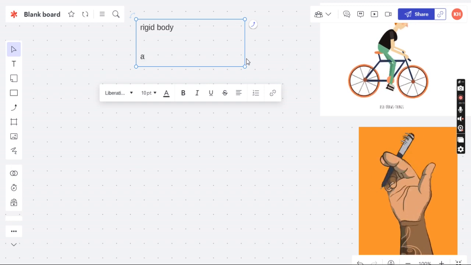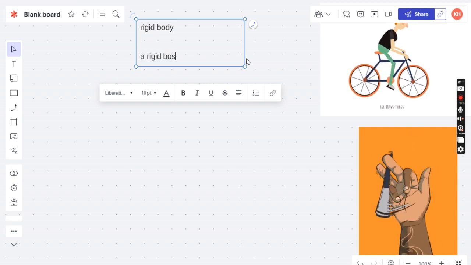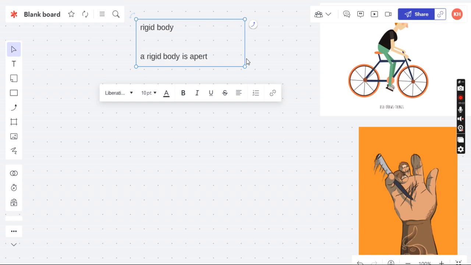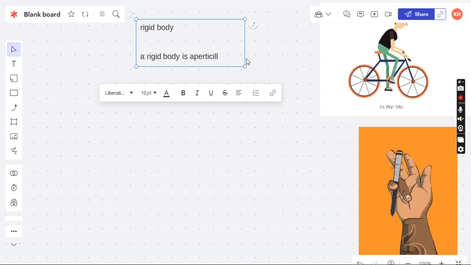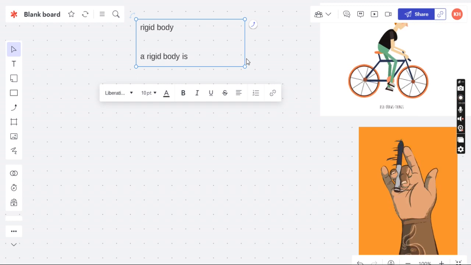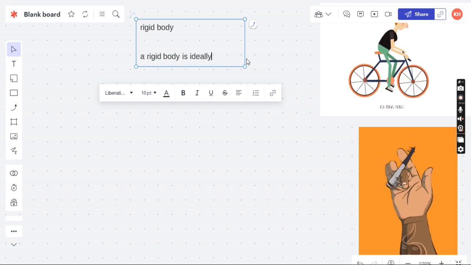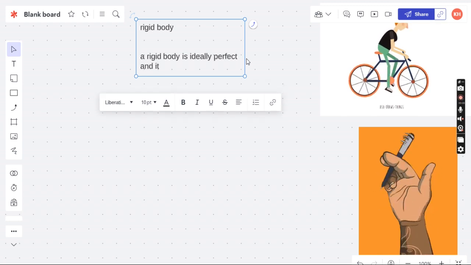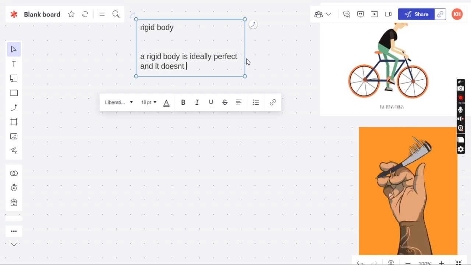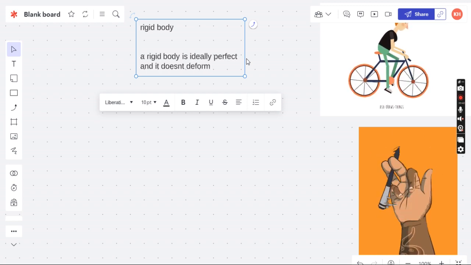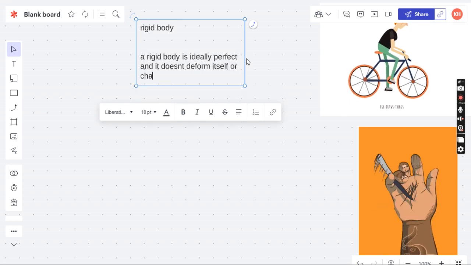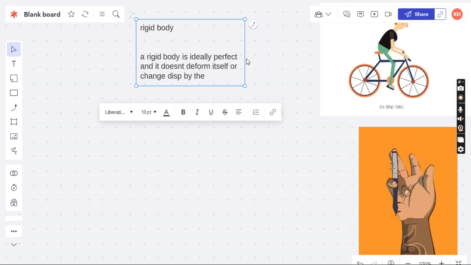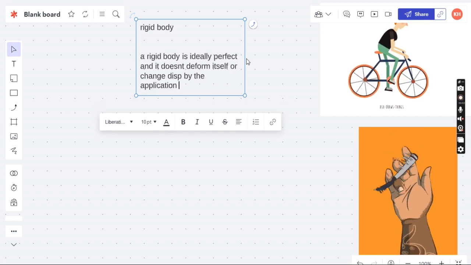A rigid body is a perfectly elastic body. It is ideally perfect, and it does not deform itself or change the displacement by the application of force, under the influence of the force.